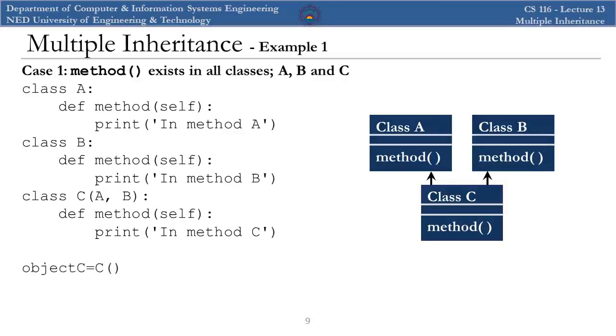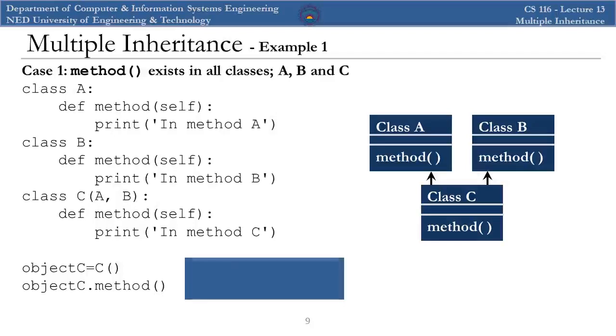Now let's instantiate an object of class C and try to access this method. Now this method exists in all the three classes, and according to the search strategy that I explained on the last slide, the method of class C should be accessed, right? That means that it will first search the current class and it will find that method in the current class, so it will not go up the hierarchy. So the expected output is in method C. Here it is.